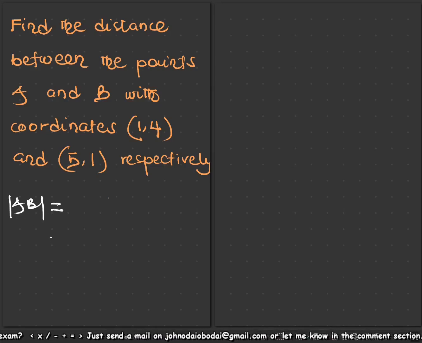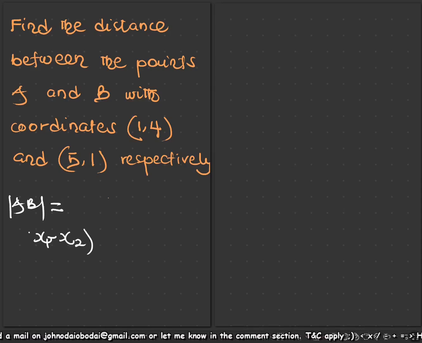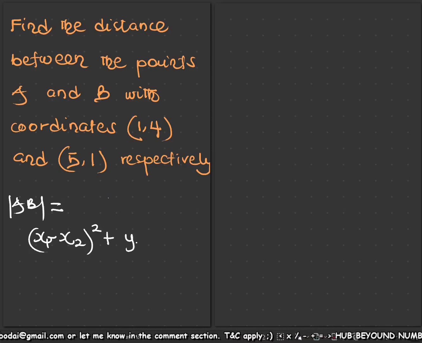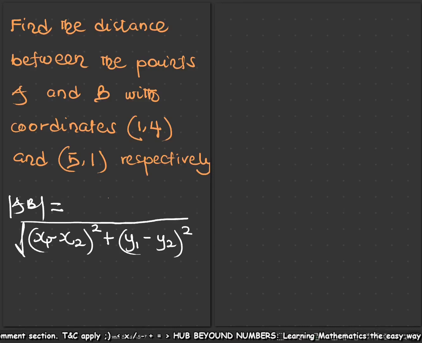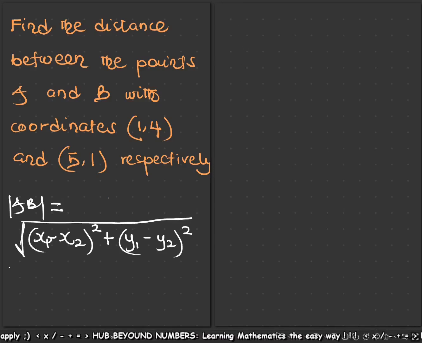And the formula says that we should find the difference between the x values. So (x1 minus x2) all squared plus (y1 minus y2) also all squared. And then we find their square roots. You get it?